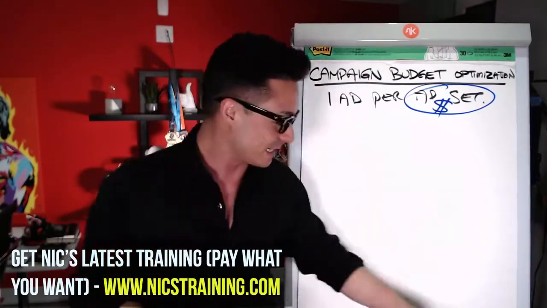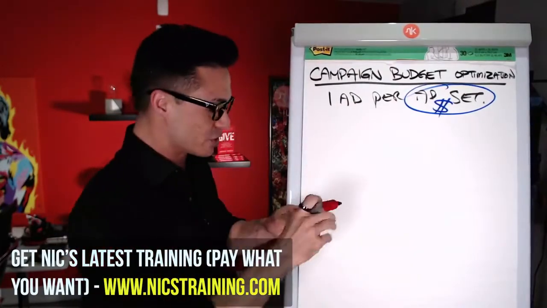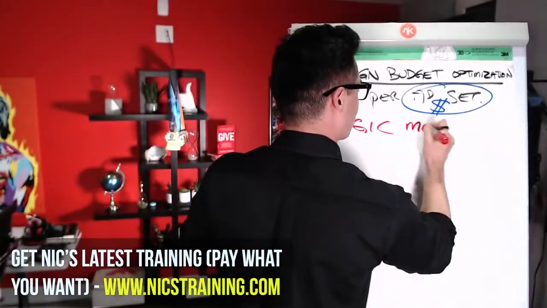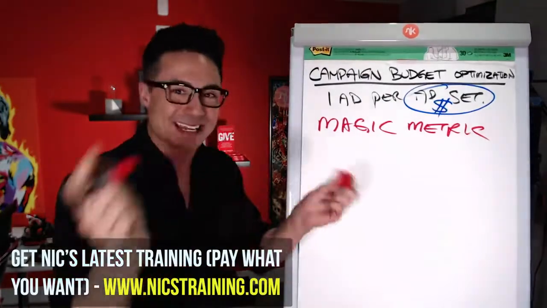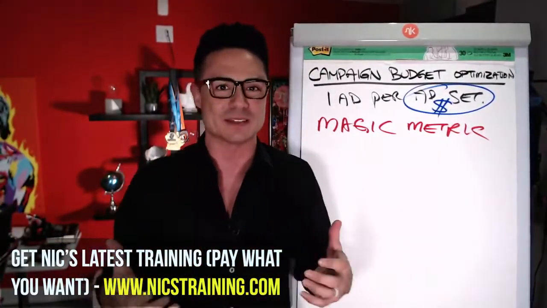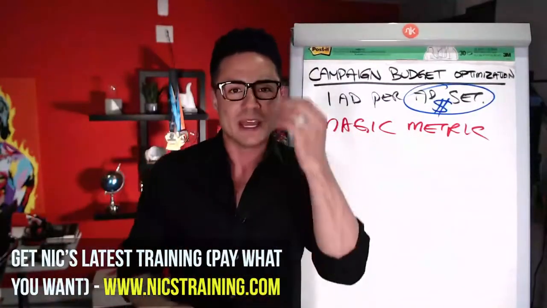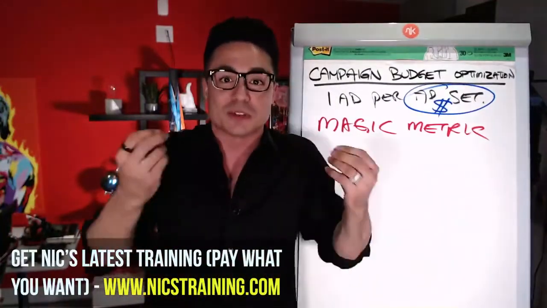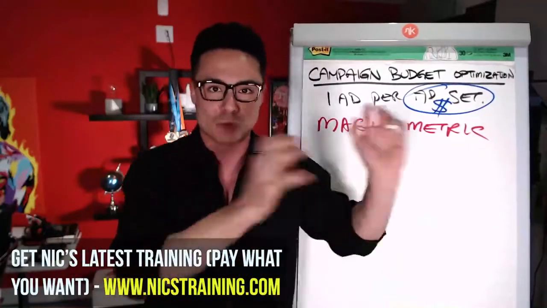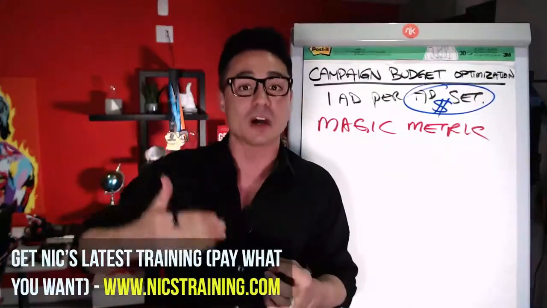Now, this whole thing is contingent upon one major understanding, and it's what I call your magic metric. Now, I have an entire video just on the magic metric, so I'm not going to spend time in this video going into that. But essentially, your magic metric is your key KPI, your key performance indicator. It's the metric that's most important to your entire campaign. So maybe you're doing a lead generation campaign, running ads to a lead magnet, and if that's the case, maybe your KPI is a CPL, a cost per lead, right?